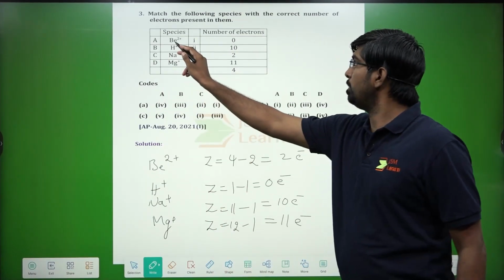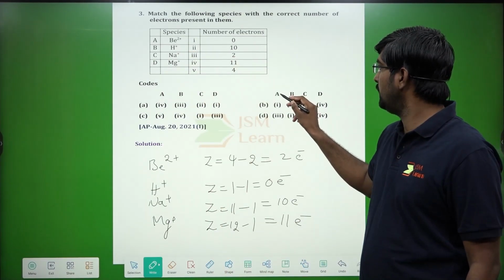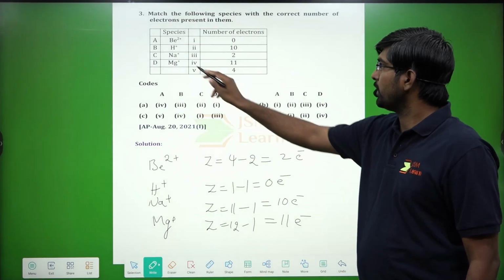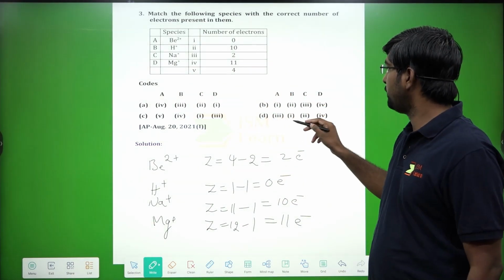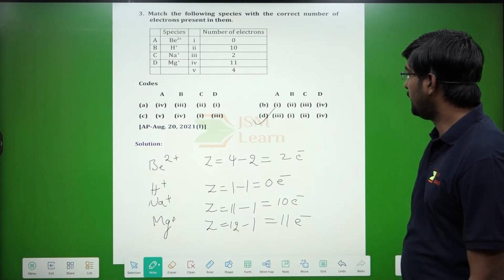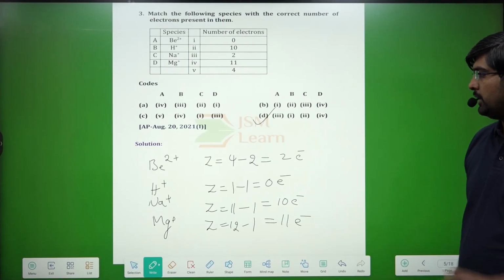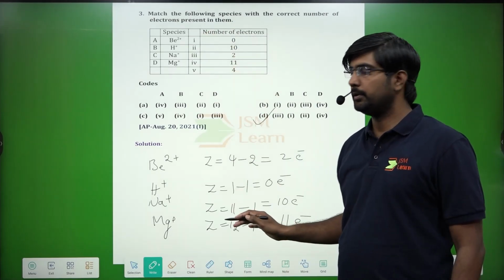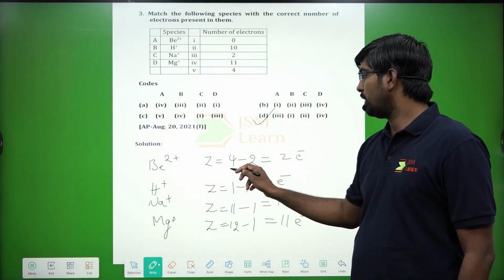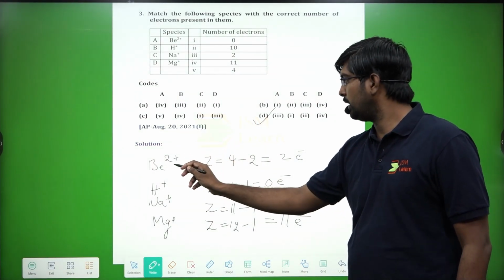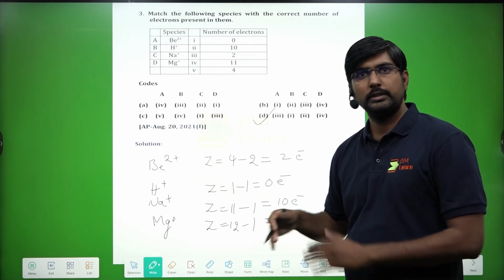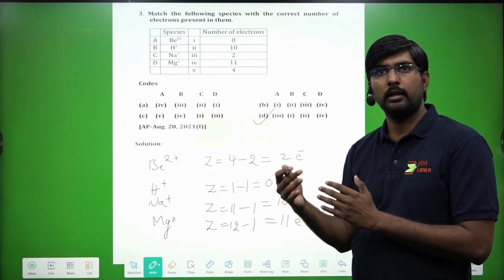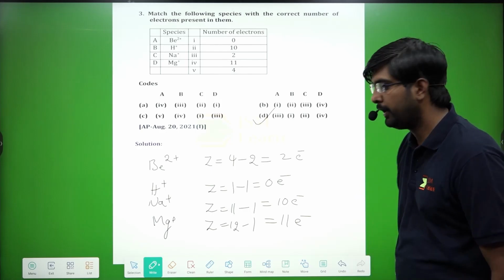So beryllium 2 plus has 2 electrons, which matches A 3, and H plus has 0 electrons, for B 1. Like this, option D is the correct one. Just very simple for this type of question: first write the total number of electrons in the neutral atom, and then remove the electrons if a positive charge is present, and add the electrons if a negative charge is present.